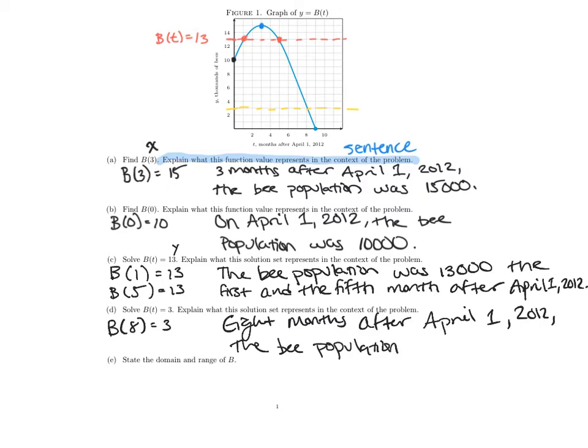The bee population was 3,000. So again, you could have said this, or you could have said the bee population was 3,000 the 8th month after April 1st, 2012. So that works. That's kind of just making sure you're putting everything into context.